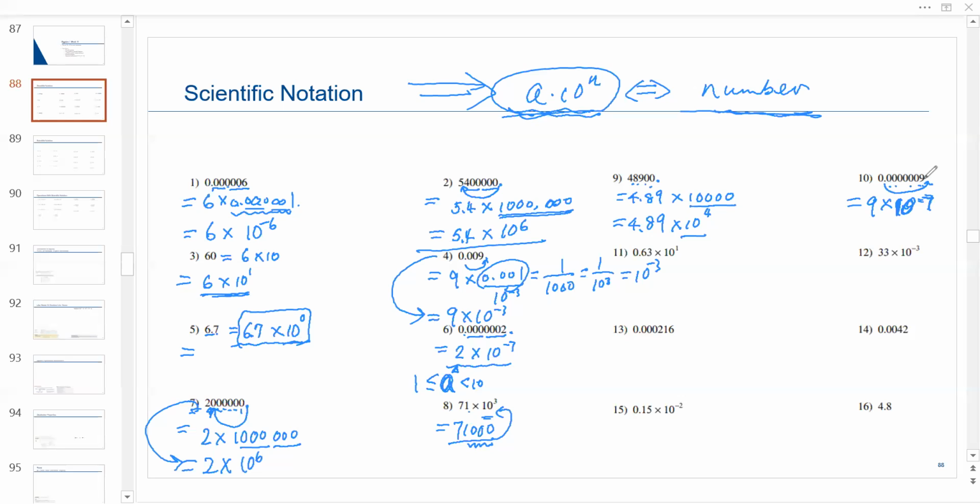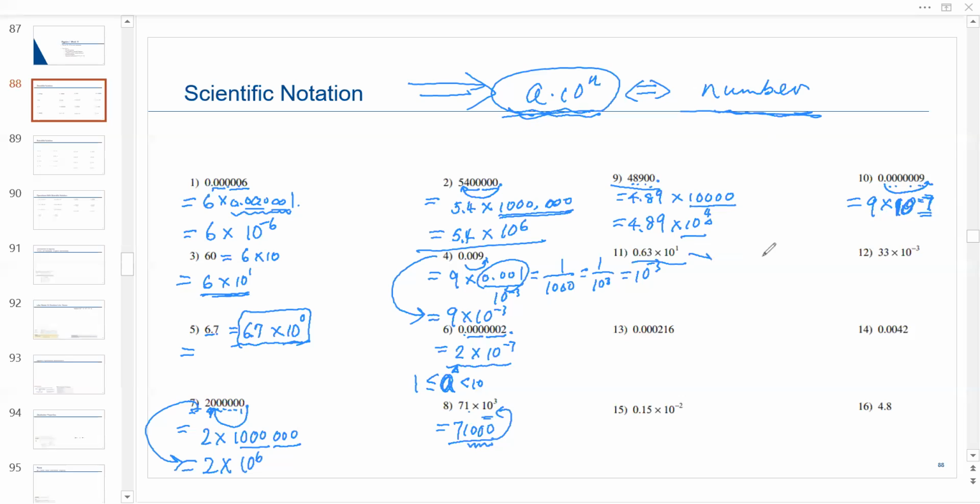Move to the right, you become negative. Move to the left, you become positive. Very easy to remember. If it is a big number, the exponent is positive. If they are small numbers, it is negative, right? Because it is just like 9 divided by 10 million, right? 9 divided by 10 million became 0.0000009. So easy to remember this one.